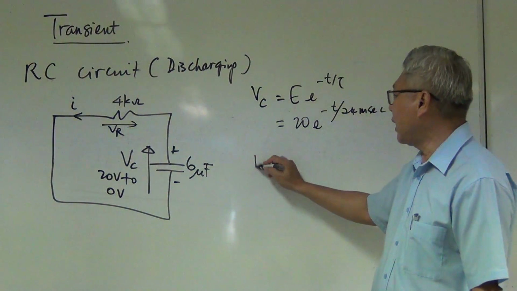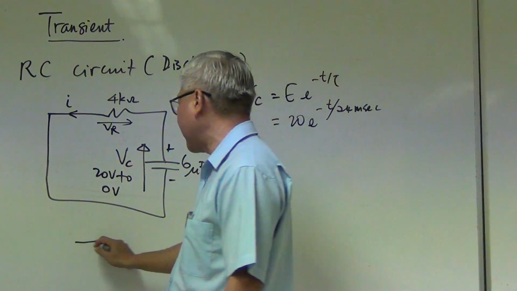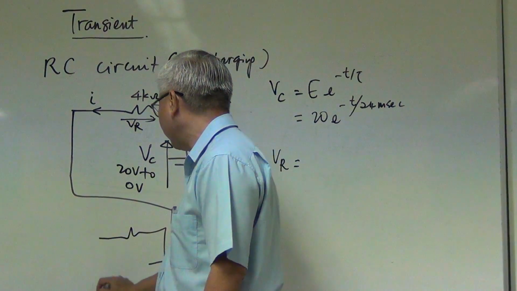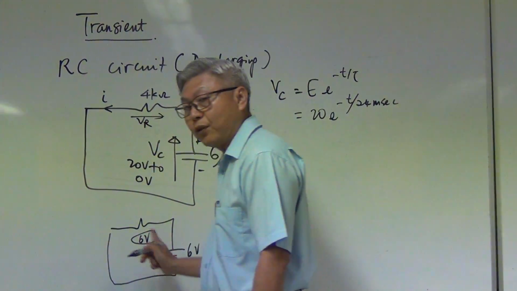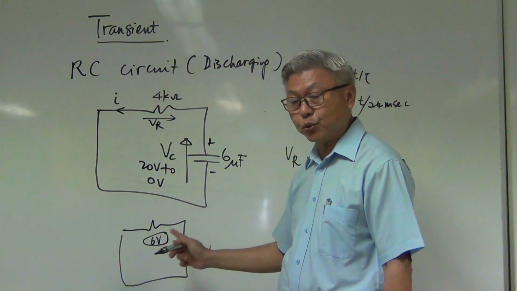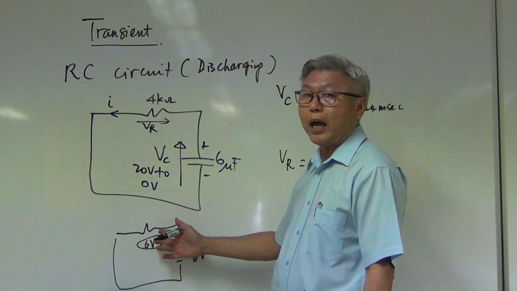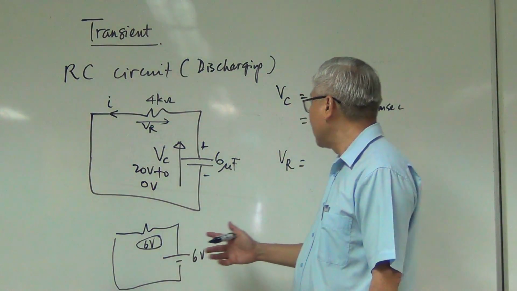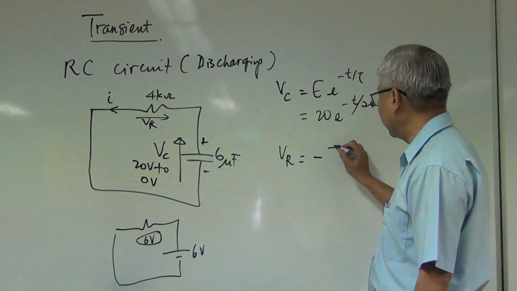Alright, how about VR? If you recall your KVL, if you have one battery, let's say it is equal to 6 volts, what's the voltage here? It will still be 6 volts. So VR and VC are the same, because there is only one voltage source and one resistor. So VR is the same as VC, but we'll put down a minus sign here.